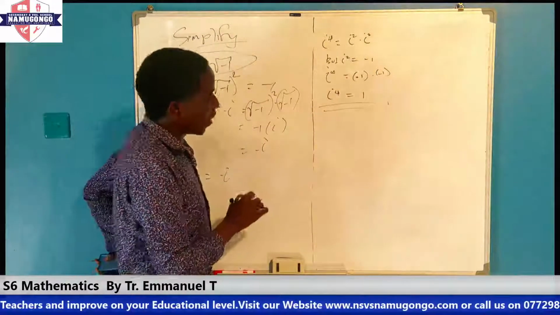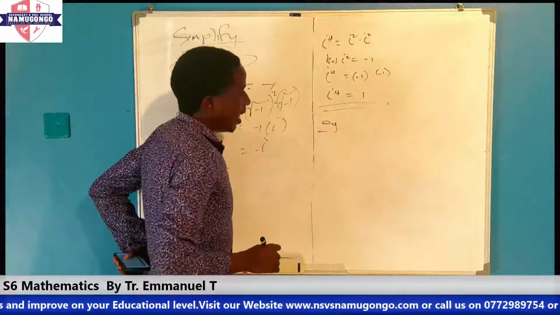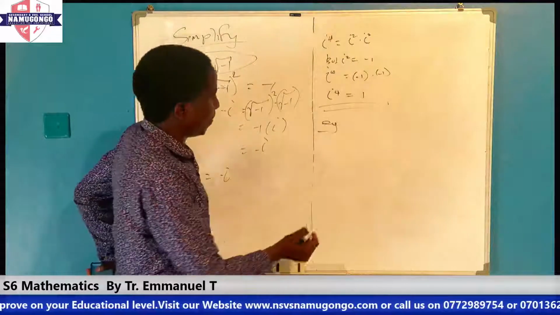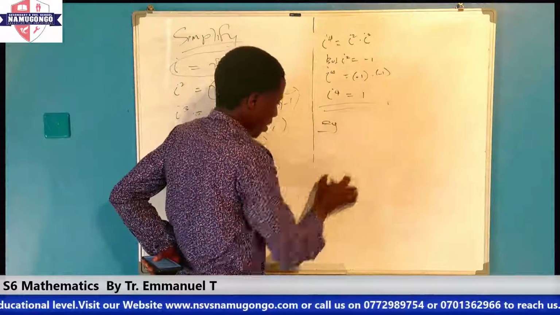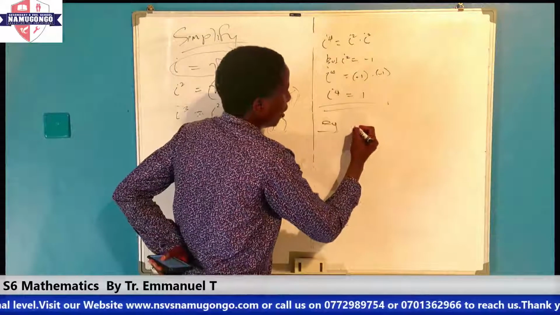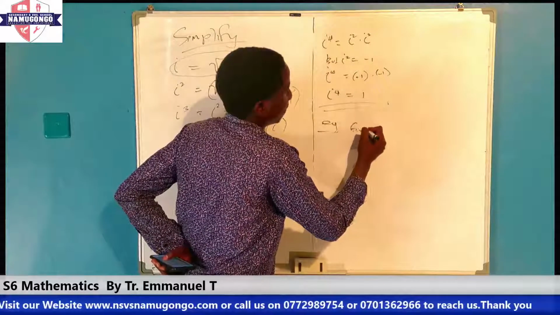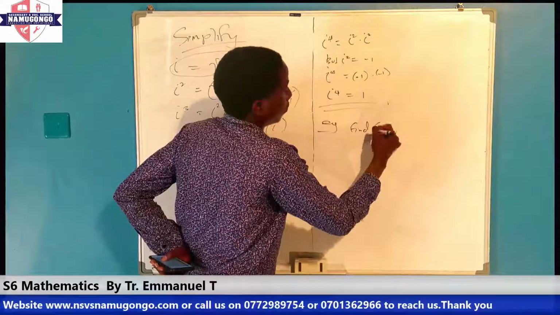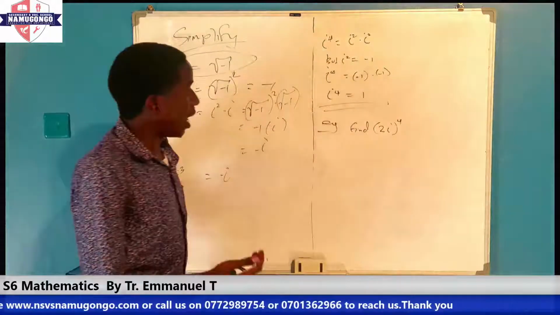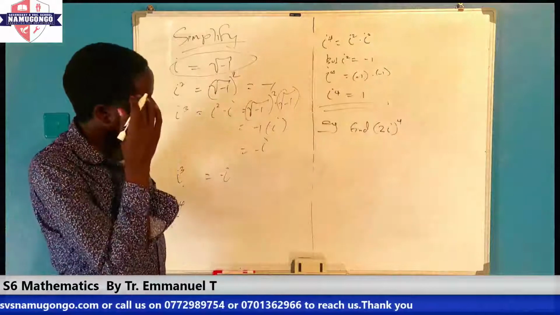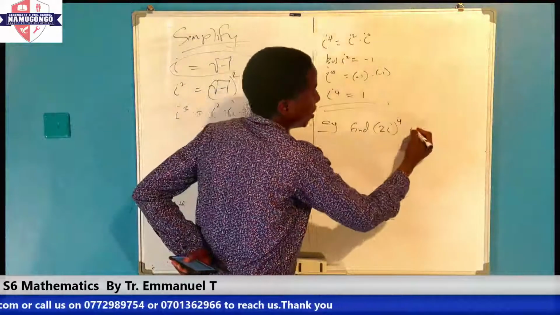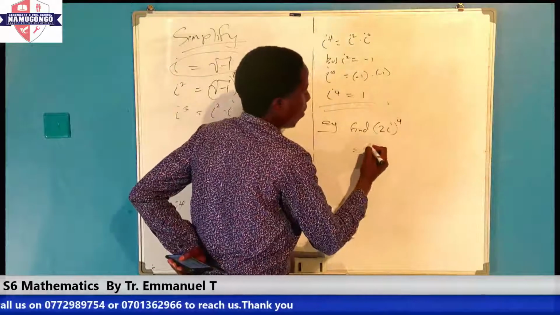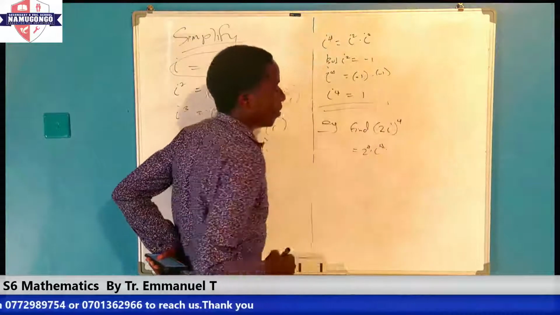Before I go to the last one, I'm going to first give you this example here. For instance, let me use a smaller number, e.g., find (2i) power 4. You don't need to struggle. Why? The property of powers from indices. So this will be the same as 2 power 4 times i power 4.